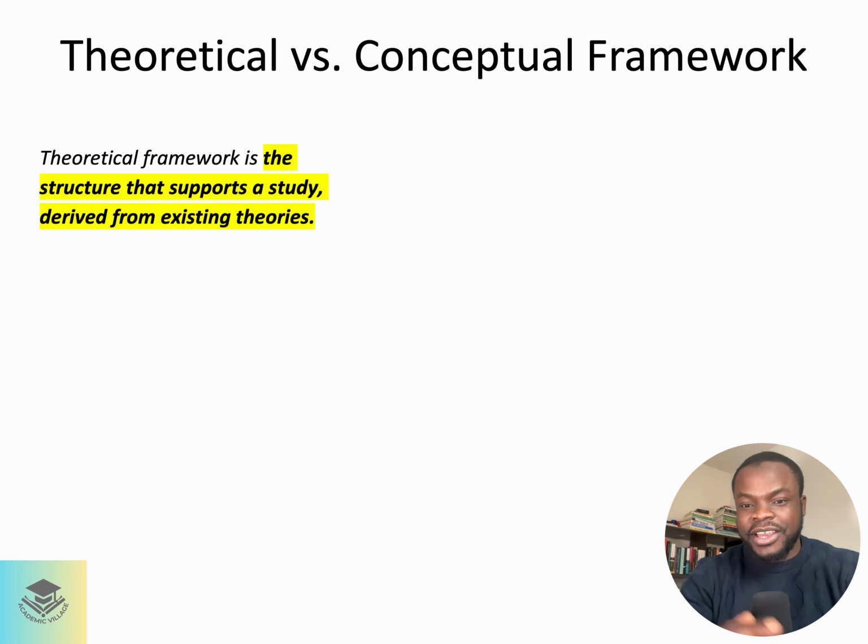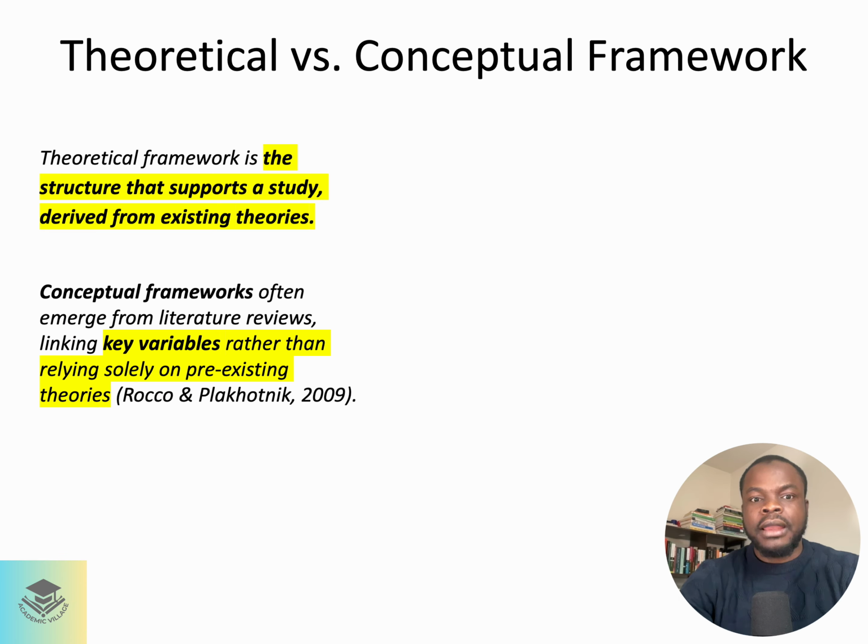So that's how you can blend or bring together two or more theories. A theoretical framework in this case is a structure that you develop that supports a study, derived from existing theories. So that's how you come about your theory. But a conceptual framework usually emerges from a literature review, and it is a system of concepts that you, as a researcher, have to construct to explain relationships in your study.